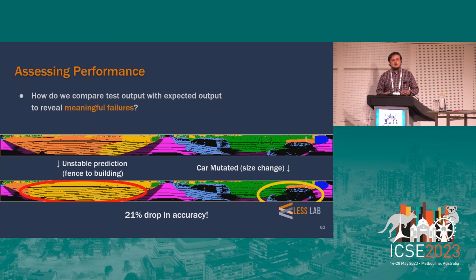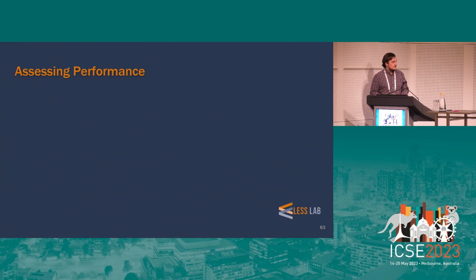But this just points to the general brittleness of these systems, that a small change in one area can lead to a large change somewhere else in the system, and this could point to some underlying failure that we should investigate. This is a 21% drop in accuracy. It's very easy to find these things. But we're not always so lucky.